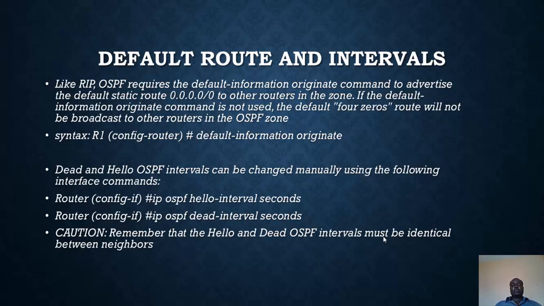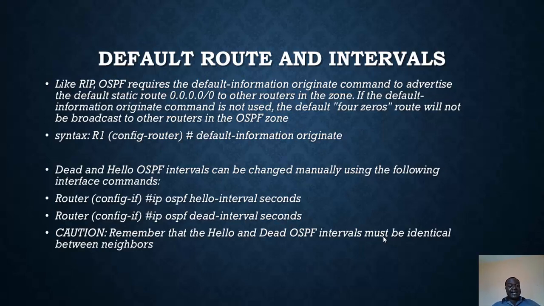The default route, interface and intervals. Like Routing Information Protocol, OSPF requires the default-information originate command to advertise the default static route 0.0.0.0/0 to other routers in the zone. If the default-information originate command is not used, the default route will not be broadcast to other routers in the OSPF zone, and the syntax will be like this: router config, default-information originate.